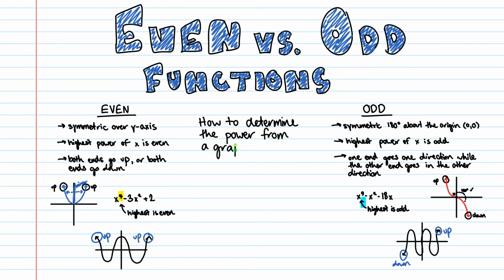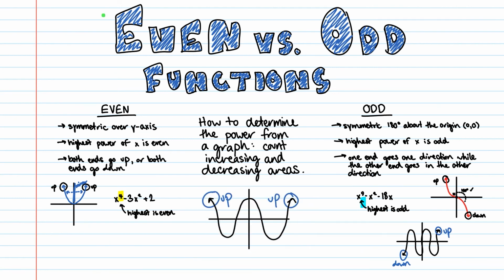Now, we're going to determine the power from a graph. You can count the increasing and decreasing areas in order to get the highest power, and then also determine what power function it is. So see how there's two places where this is increasing and two places where this is decreasing? If we count them all together, this is a function that would look like x to the fourth.